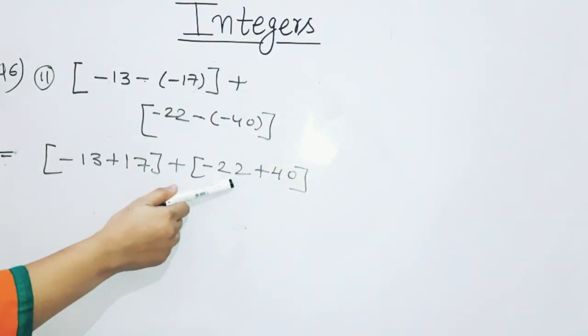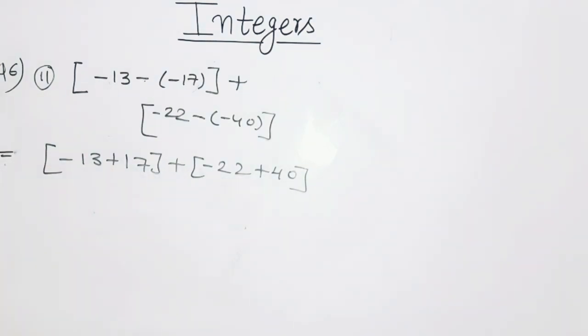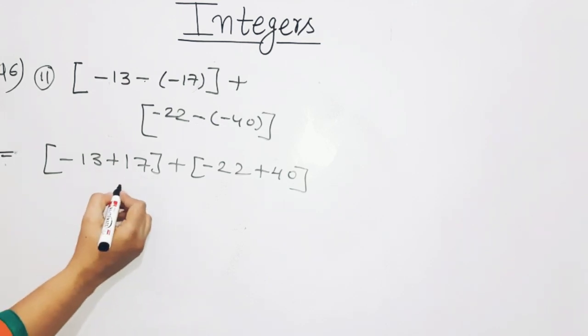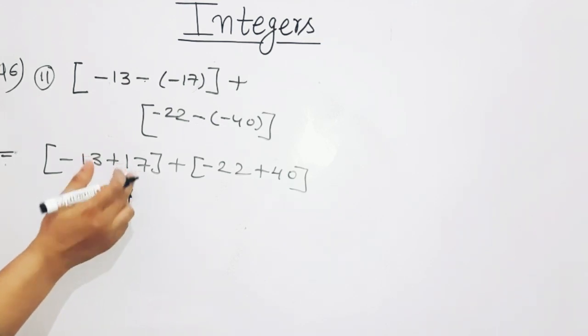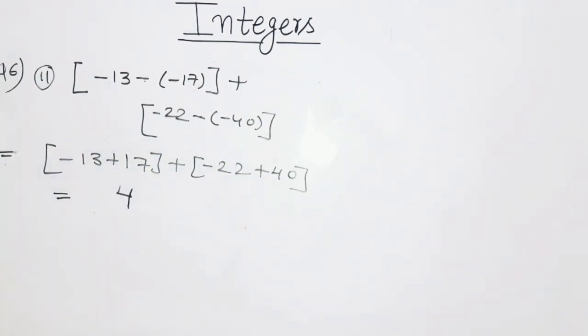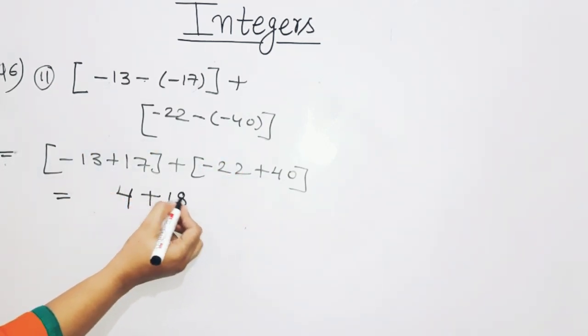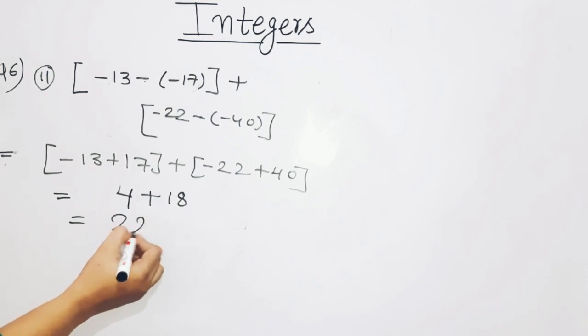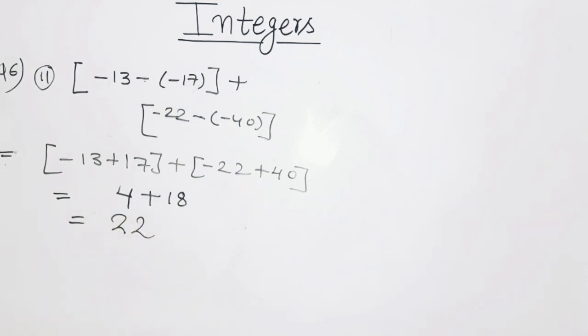What we have to do if we have one positive integer and one negative integer? We have to subtract. So 17 minus 13 is 4, sign of the greatest number. 40 minus 22 is 18, sign of the greatest number. Now what will be the answer? The answer of this simplification is 22. I hope it is clear, students.